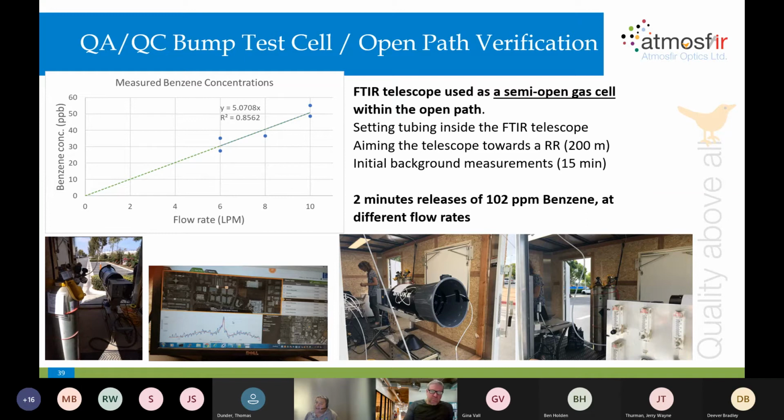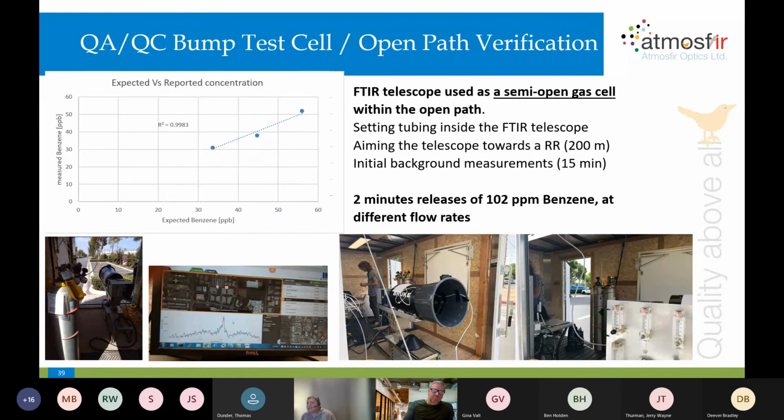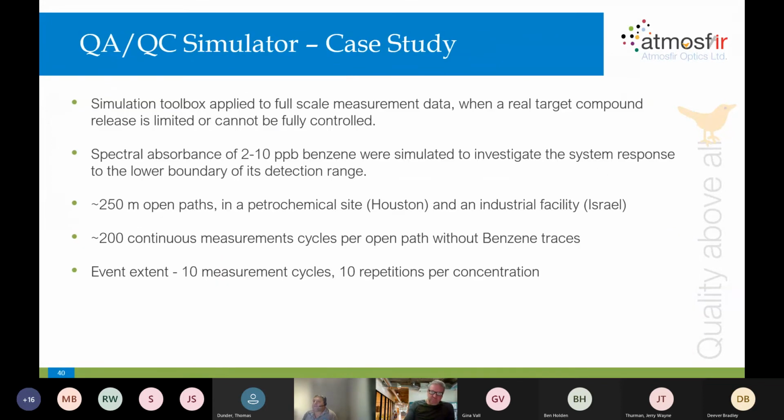And what you can see here is that every time we change the flow rate, we get a linear response with the benzene concentration. When we compare expected concentration to measured concentration, I didn't believe it, and I actually repeated the calculation again before this presentation. Unbelievably, we got an R squared of 0.998. So it's working surprisingly well.